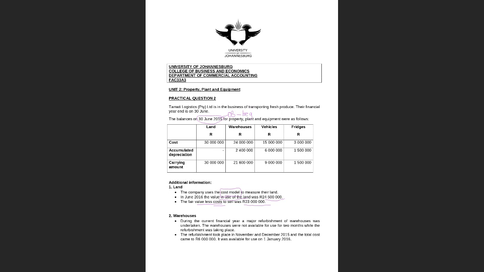Here you might get confused and think, why are they giving me the fair value, but I'm using the cost model? Please work with what they tell you. They say it's the cost model, so you should never do a revaluation, even if a fair value is given to you. There's another reason that they have given me this fair value less cost to sell. What comes to your mind? Why would they give you this value here?